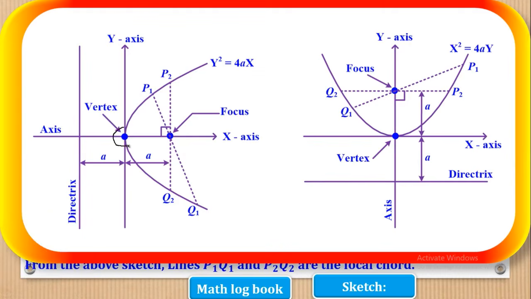So if in this case it is the vertex, and the directrix is on the left hand side, the focus will be on the right hand side. Then here, if this is the vertex, and the focus is upward, then the directrix will be downwards of the vertex.